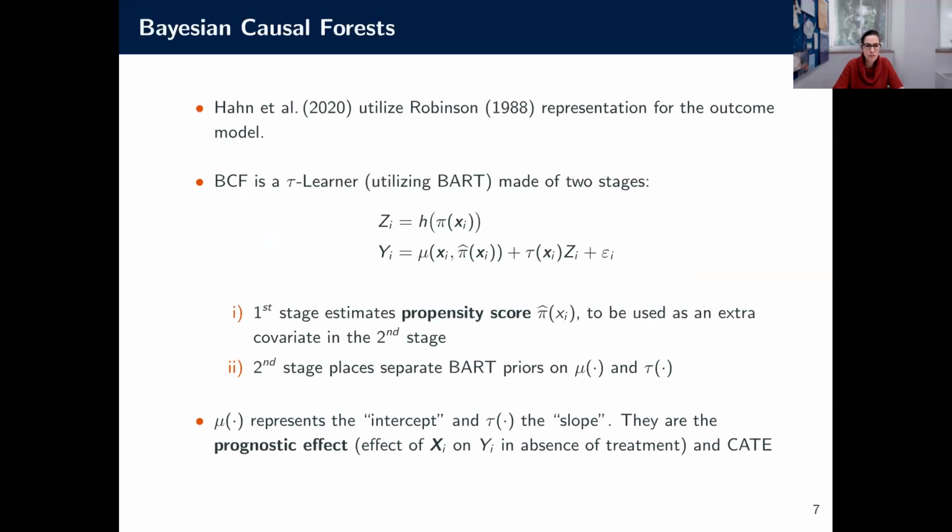Okay, Bayesian Causal Forests. A long time ago, in 1988, Robinson wrote down quite a basic expression of causal inference in the following way. He said, we can write down the outcome as some baseline. Forget about this pi hat for a moment. We can say that the outcome is some baseline, which can be a function of x, plus the treatment effect as a function of x times 0, 1 of treated or untreated, plus some error.